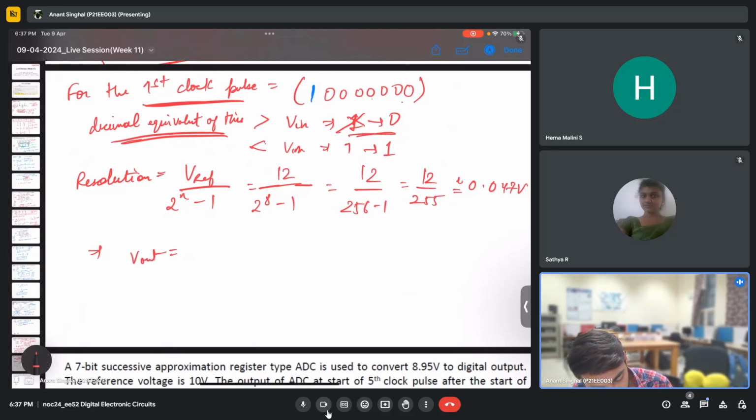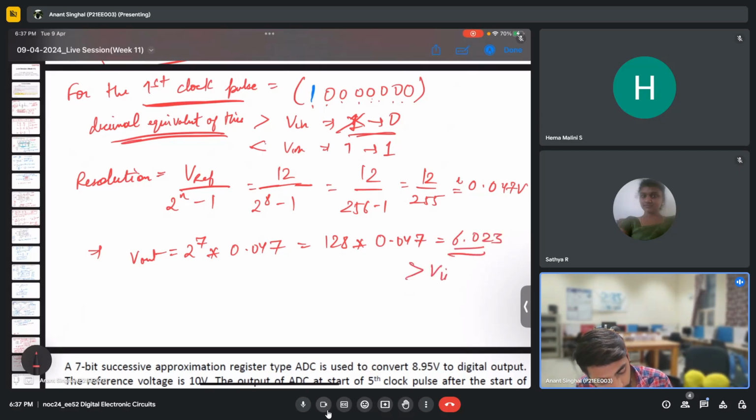So we'll calculate for the first clock pulse, the decimal equivalent. The V out will be, so this is bit positions 0, 1, 2, 3, 4, 5, 6, 7, so 2 raised to the power 7, because the 1 is only present there, times the resolution. 2 raised to the power 7 is 128 times this. So this will come around 6.023. You can see this is clearly greater than the input voltage. So in the next clock pulse, we'll discard this 1.